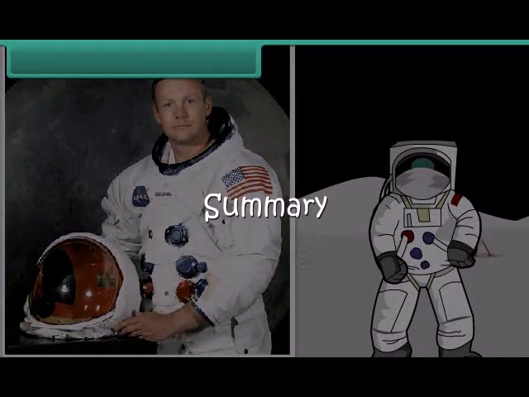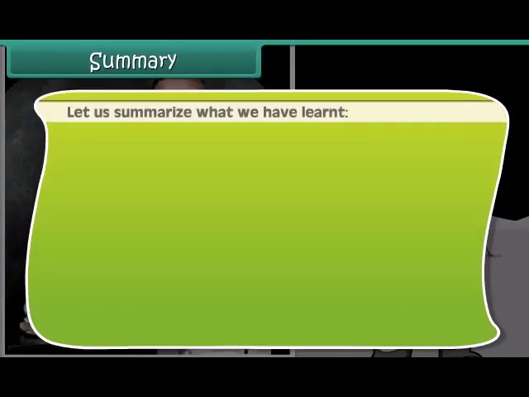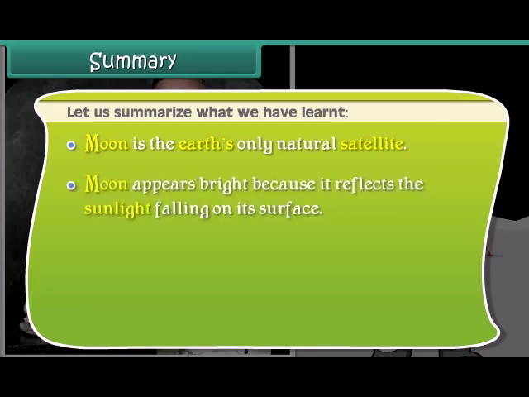Summary. Let us summarize what we have learnt. The moon is the Earth's only natural satellite. The moon appears bright because it reflects the sunlight falling on its surface.